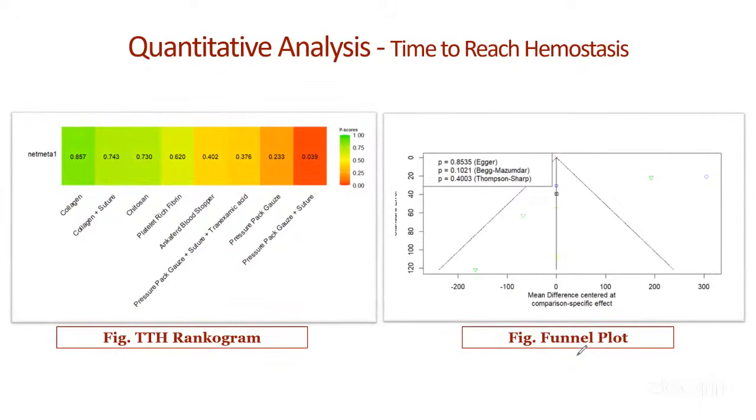And if you look here, this is the rankogram. The higher the number, closer to one, the better the performance of the drug or of the intervention. So we have the collagen followed by collagen with suture, followed by chitosan ranked the first, and then we have the other treatments. And here to the right, we have the funnel plot, which assesses the risk of publication bias. If you see, the studies are symmetrically distributed along this funnel plot. Therefore, there is no risk of publication bias in this study.